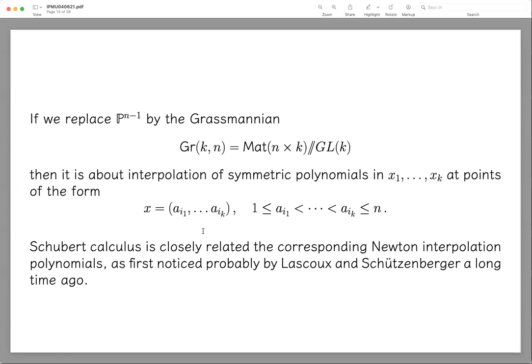And we interpolate that at the points where we have a collection of n variables ai, and the set of x's is some subset of distinct elements of A. So that's as silly as it sounds. But in a way, this is the essence of Schubert calculus, and if you don't know this, you might enjoy thinking about it.